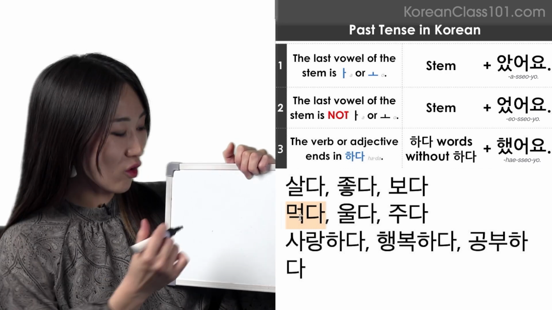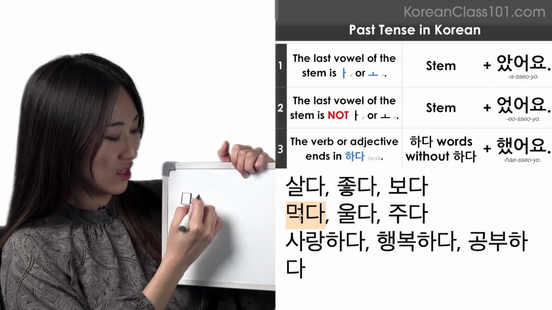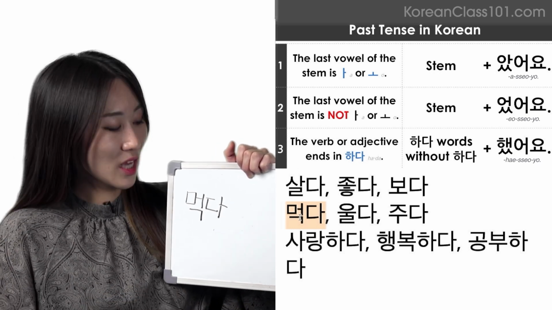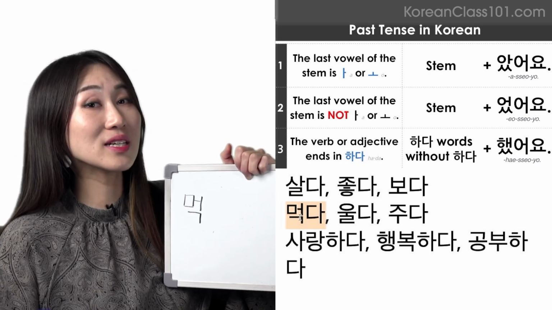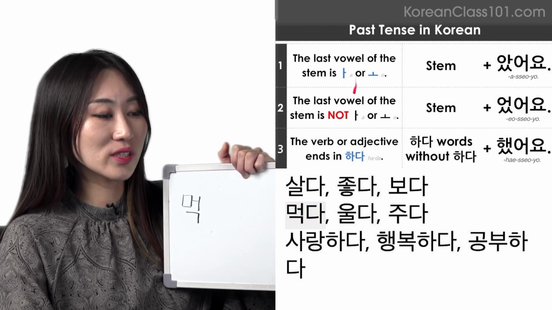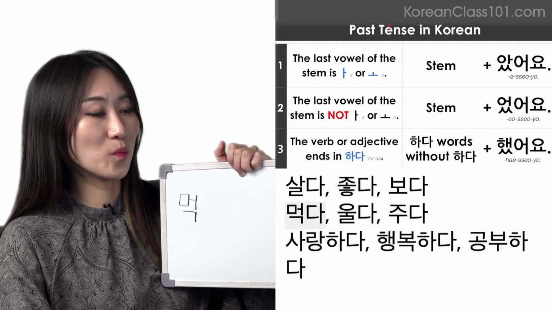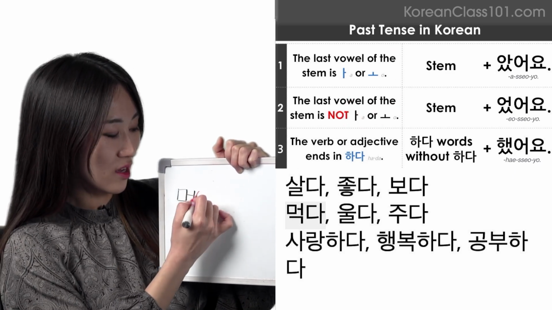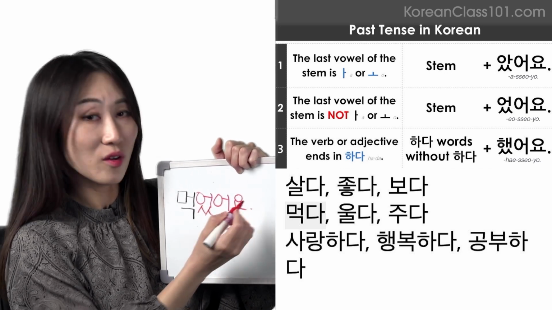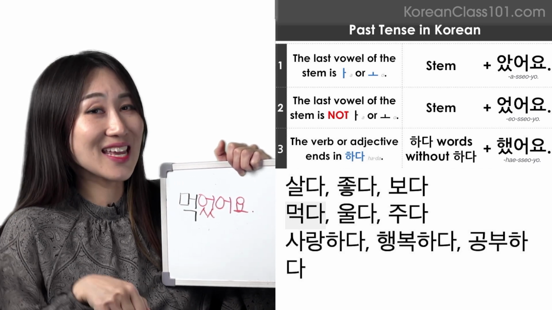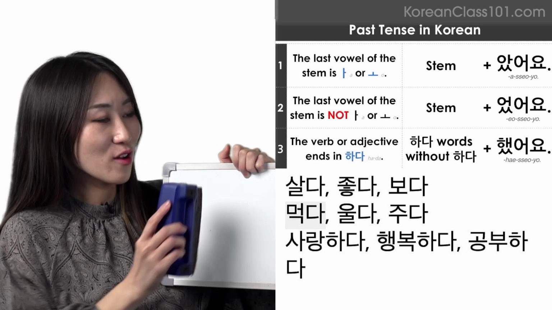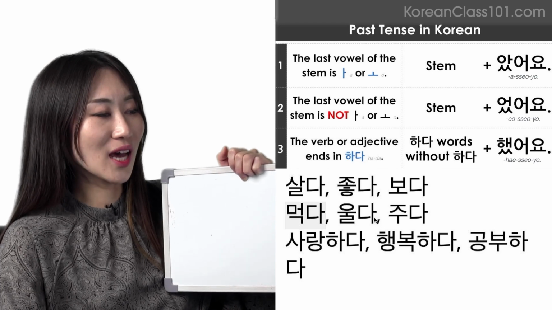Now let's try the other word. 먹다. To eat. So what is the stem here? Stem is simple. Remove 다. And 먹 is the stem. It does not include 아 or 오 sound, right? Nope, it does not include it. So I'm using 먹었어요. 먹었어요. It means I ate.